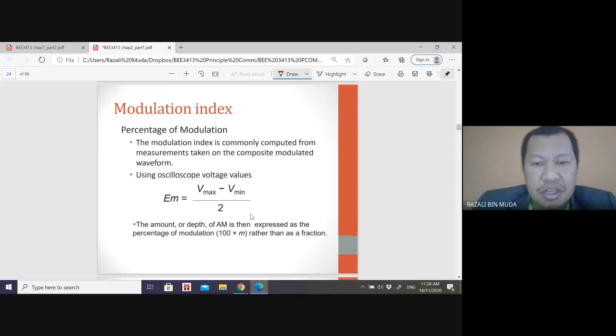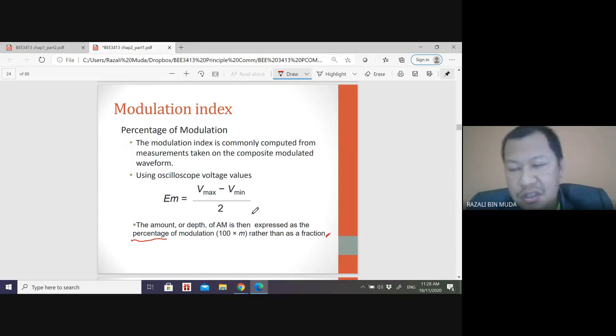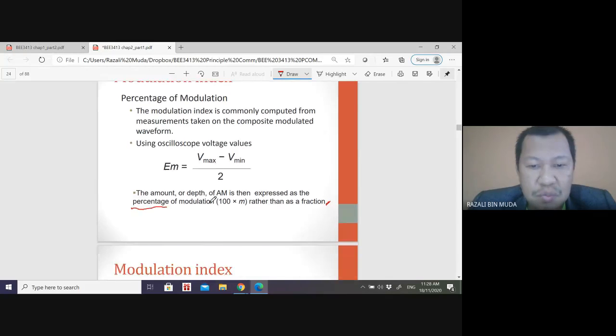Percent of modulation. The modulation index is commonly computed from measurements taken on the composite modulated waveform. The oscilloscope voltage values: EM equals Vmax minus Vmin over 2. The amount or depth of AM is then expressed as the percentage of modulation rather than a fraction. So normally if you are using the oscilloscope, you will get the modulation index in terms of percentage, because of the display of the voltage in the oscilloscope.